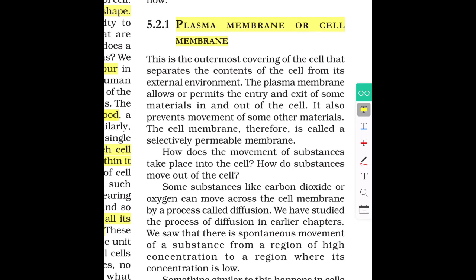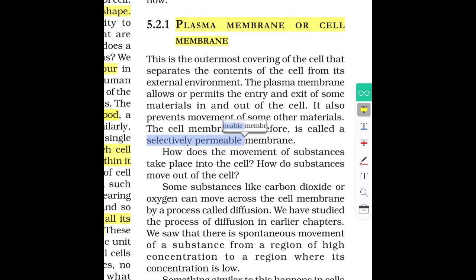Now, what is the function of plasma membrane? What does it help the cell in? The plasma membrane allows or permits the entry and exit of some material in and out of the cell. It also prevents the movement of some other material. The cell membrane, therefore, is called a selectively permeable membrane. This word is very important to understand.